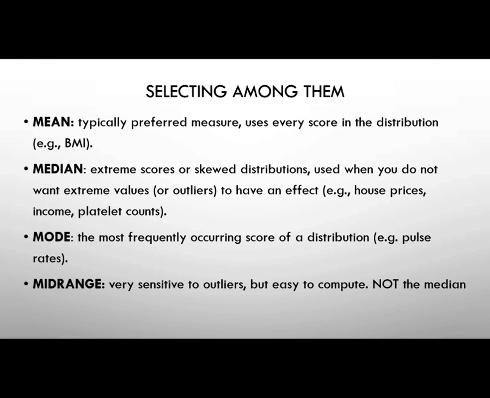Okay, so selecting among them. When do we use these? Mean is typically the preferred measure. It uses every score in the distribution, for example, body mass index. Median for extreme scores or skewed distributions, used when you do not want extreme values or outliers to have an effect. For example, like I said, house prices, income, platelet counts. Mode, the most frequently occurring score of the distribution, for example, pulse rates. And then the mid-range is very sensitive to outliers, but it's easier to compute and is not to be confused with the median. So the mid-range and the mean are very similar, but typically we use the mean.